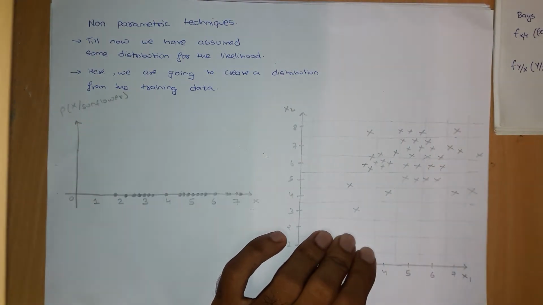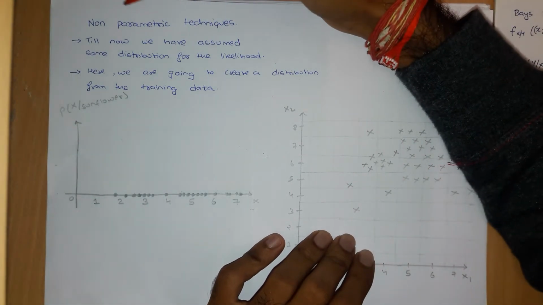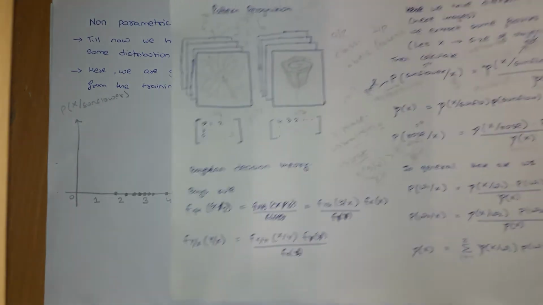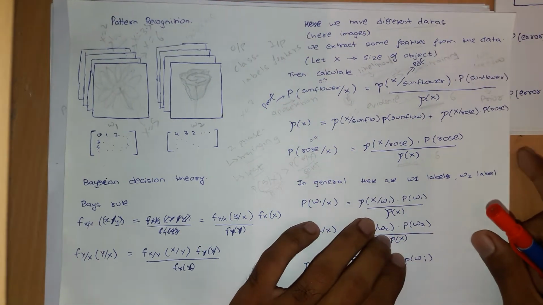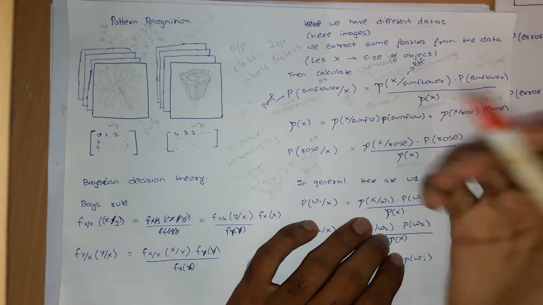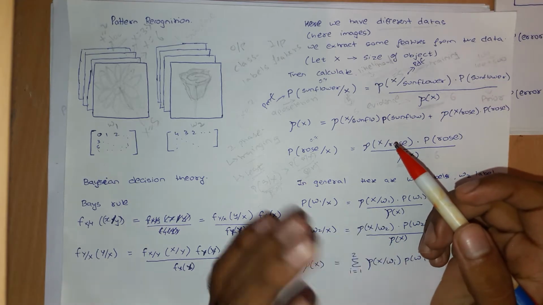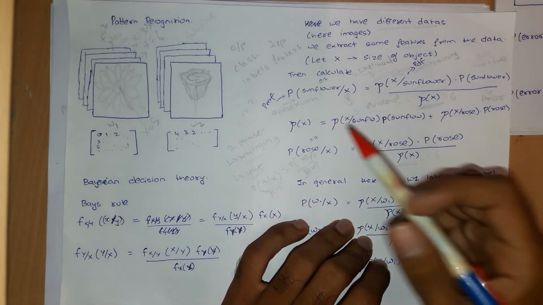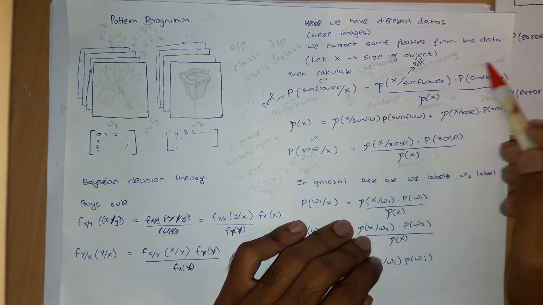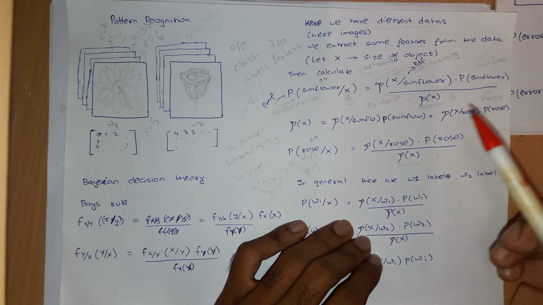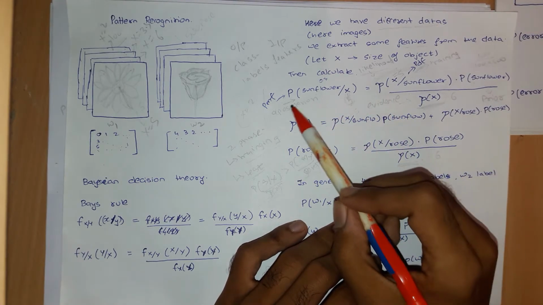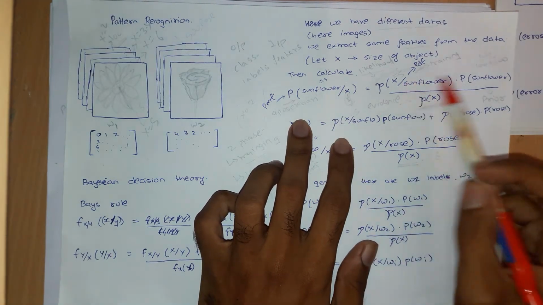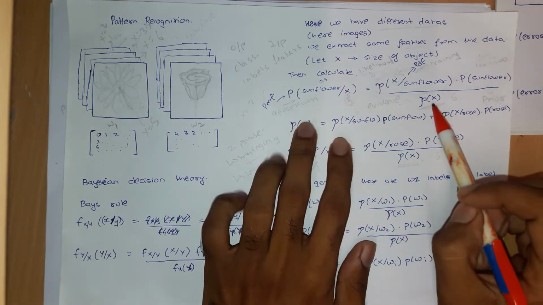Hello guys, in this video we are going to discuss the non-parametric techniques. So till now in our previous lectures, we have used the Bayesian classifier in the first place, then we used the k-means and the GMMs. In the Bayesian classifier we had this rule or formula: the a posteriori will be equal to likelihood into prior upon evidence.